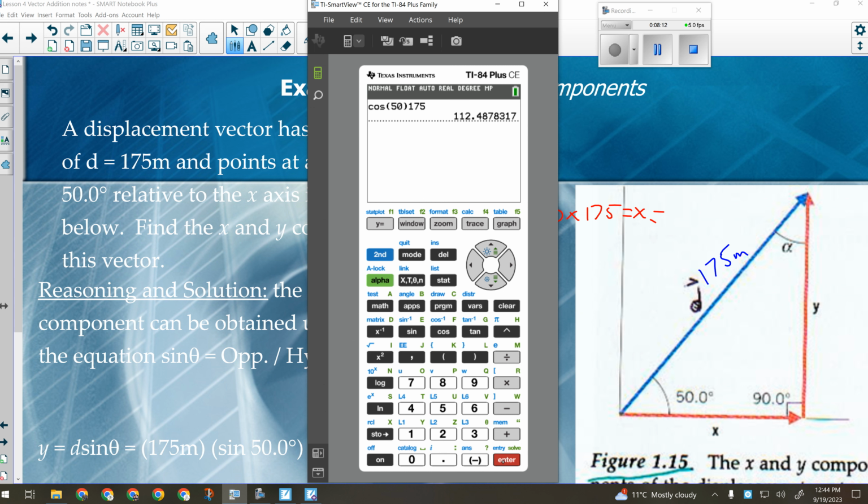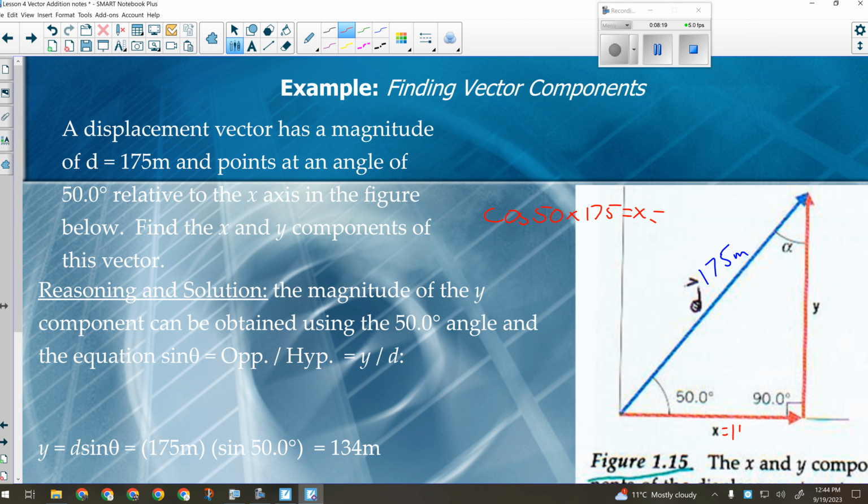So that side there is 112.5 meters, and that would be along the x-axis. It doesn't even say whether it's north or south here. And then to get y, I would use the opposite. So I go sine of 50 times 175. Now, which side's longer, x or y? Y is longer. How do we know that?